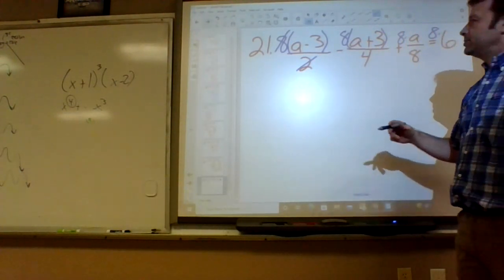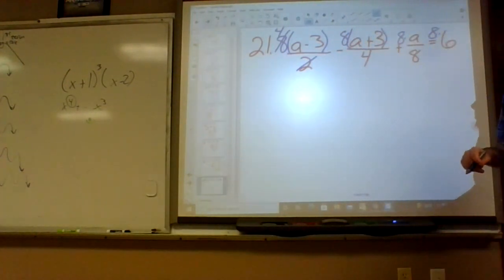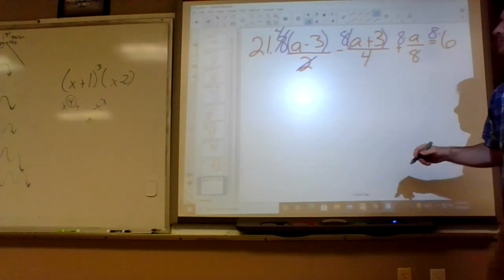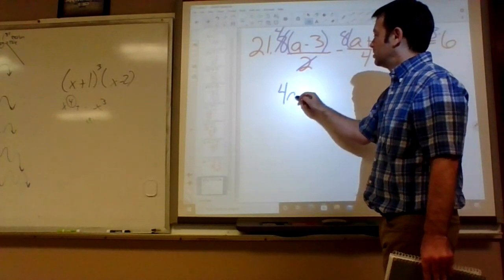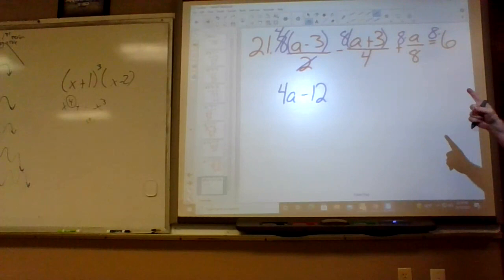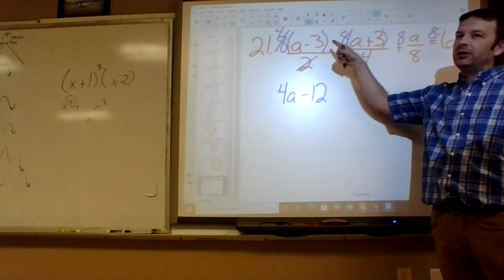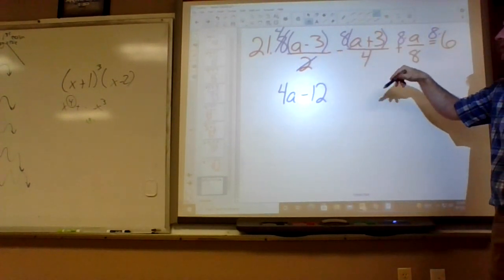So 8 divided by 2 is 4. So then I can multiply both of those by 4. And what would that be? 4a minus 12. So we did trick number 1. We have to multiply every term in the numerator. Trick number 2 is upcoming.